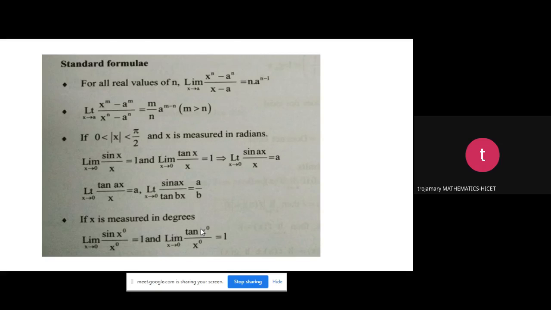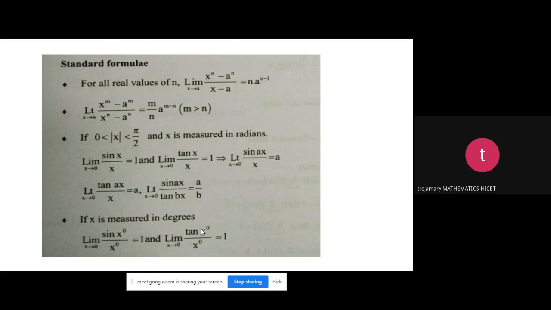If 0 is less than modulus x less than pi by 2 and x is measured in radians, limit x tends to 0 sin x by x equals 1. Similarly, limit x tends to 0 tan x by x equals 1. Limit x tends to 0 sin ax by x equals a. Limit x tends to 0 tan ax by x equals a. Limit x tends to 0 sin ax by tan bx equals a by b. This everything is very important.